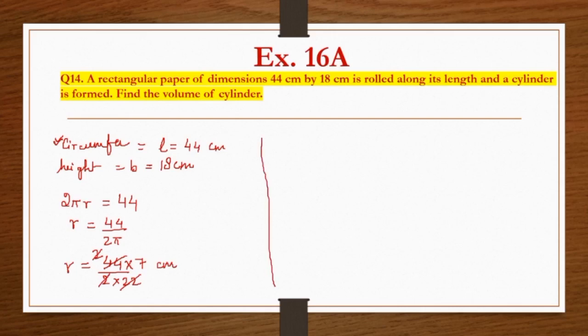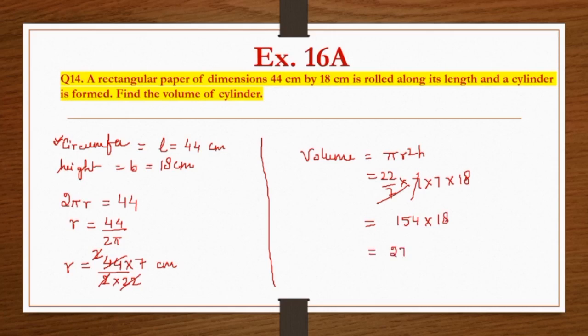Now we have r, we have h. Apply the formula for the volume of the cylinder. Volume of cylinder is pi r square h. Now put the values. Pi is 22 by 7, as it is. R is 7, so 7 multiply 7. H is 18. 7 and 7 cancel, so we have 22 multiply 7, that is 154 multiply 18. If we multiply 154 and 18, we will get 2772, and this is a volume, so that is centimeter cube.